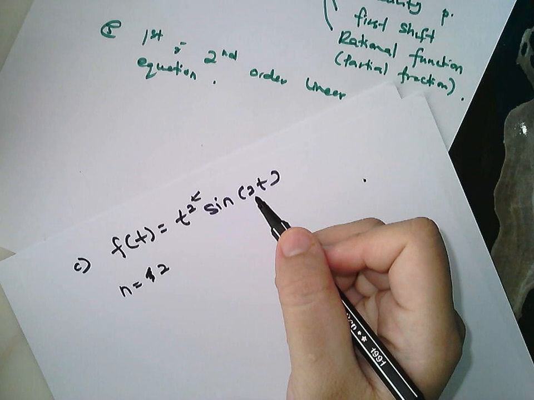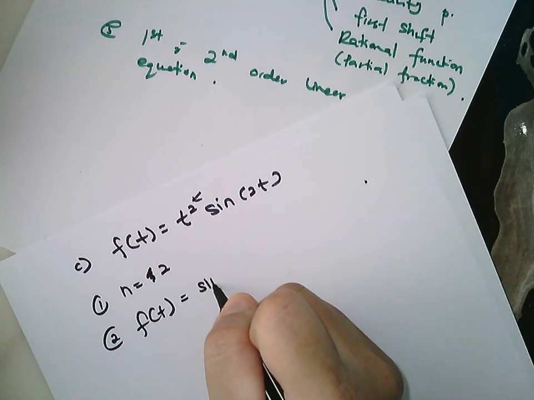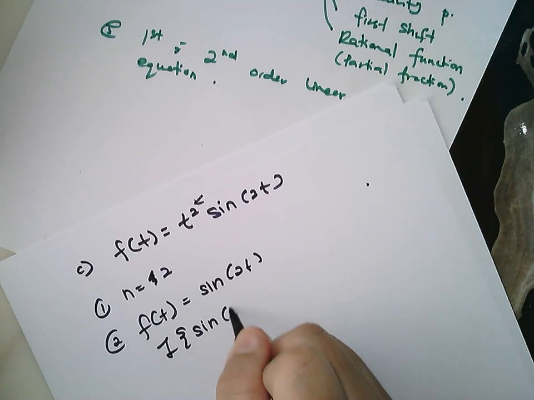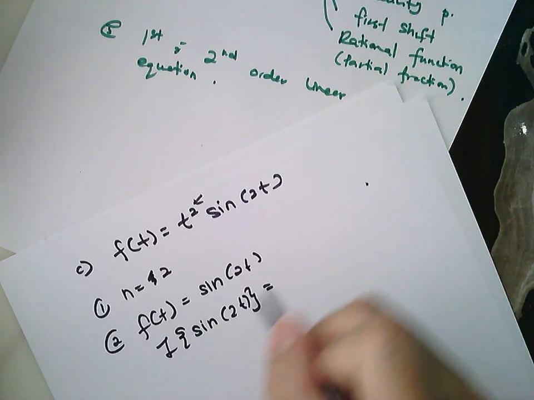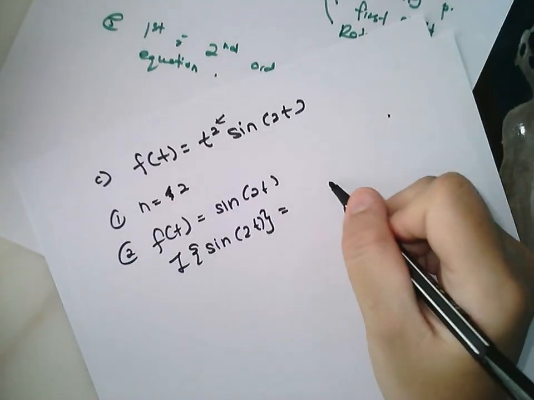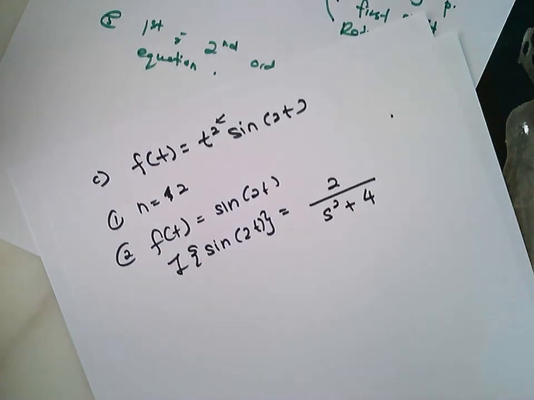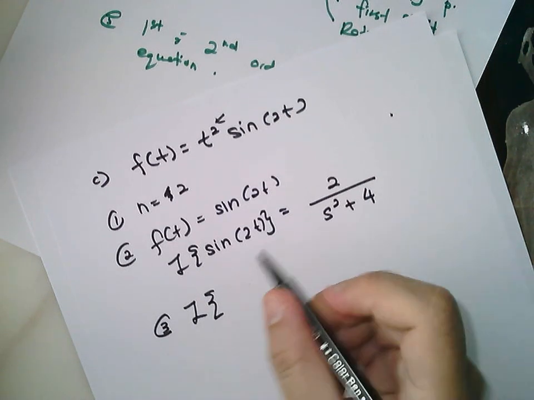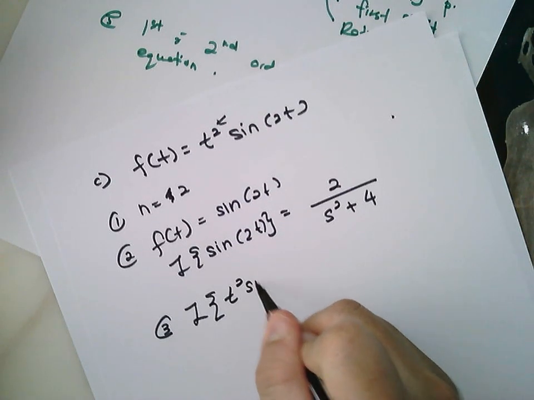Your f(t) is equal to sine 2t. So Laplace of sine 2t will give you, for this one is your a, so you will have 2 over s squared plus 4. The next step, substitute into your formula. This is Laplace of sine 2t. What you want to find is Laplace of t squared sine 2t.